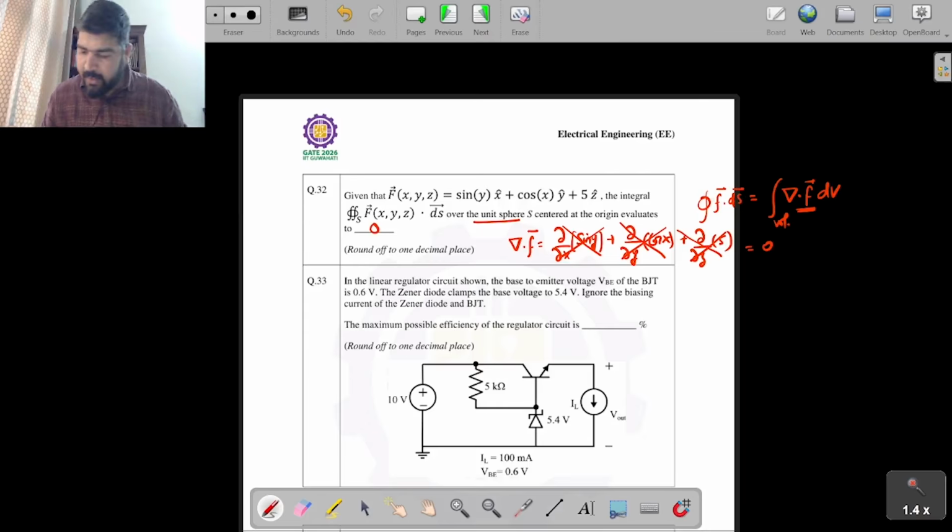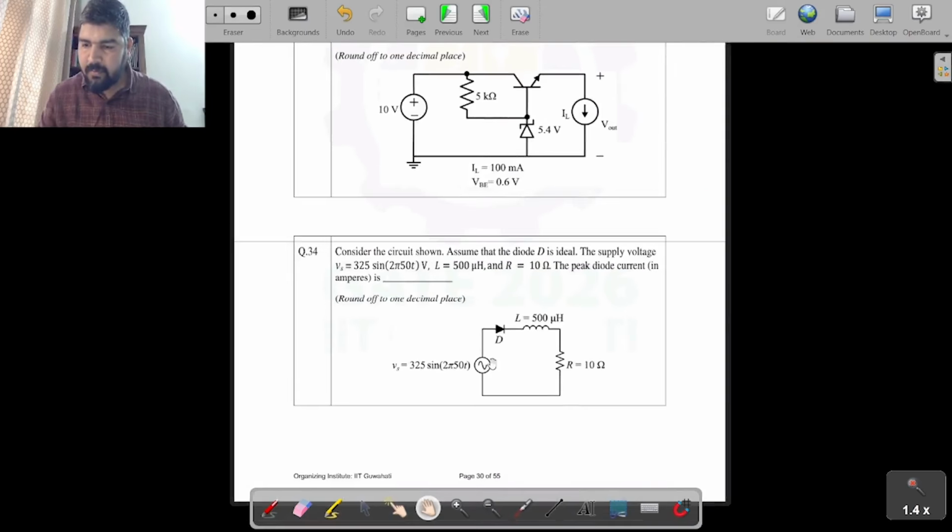Next, question number 34. Let's move to question number 34. Consider the circuit shown. Assume that the diode D is ideal. The supply voltage is 325 sine of 100 pi t. L is given as 500 microhenry. R is 10 ohm. The peak diode current will be. We need to find the peak diode current.